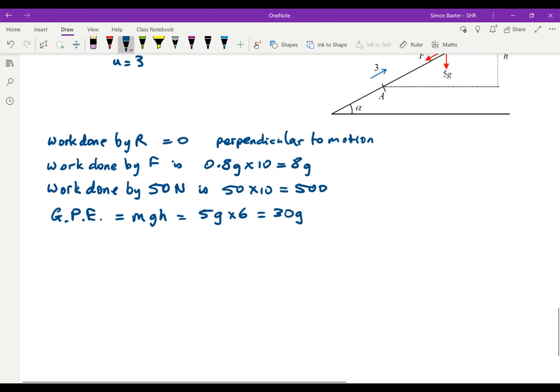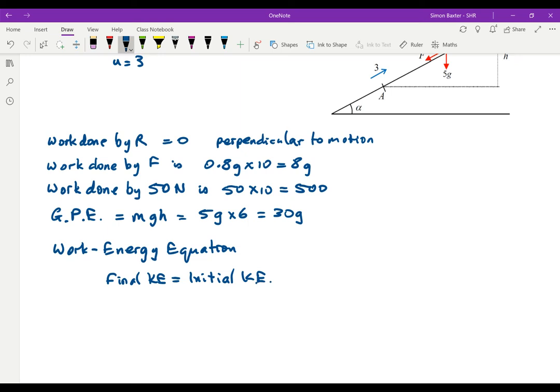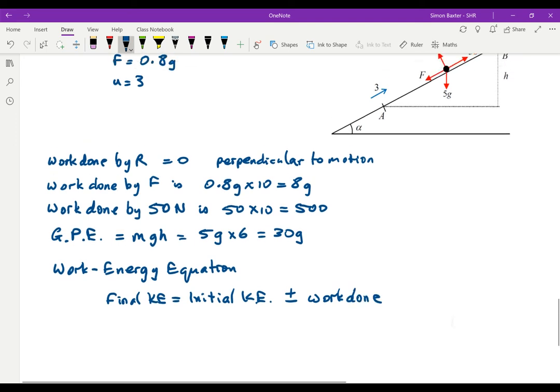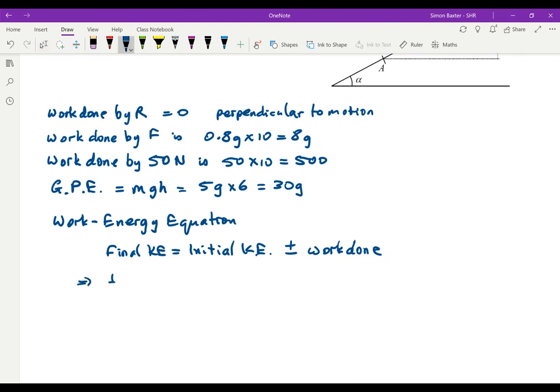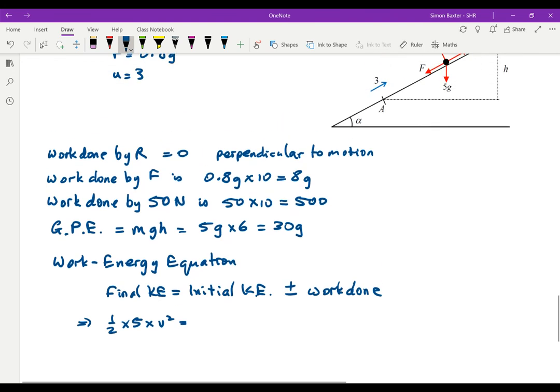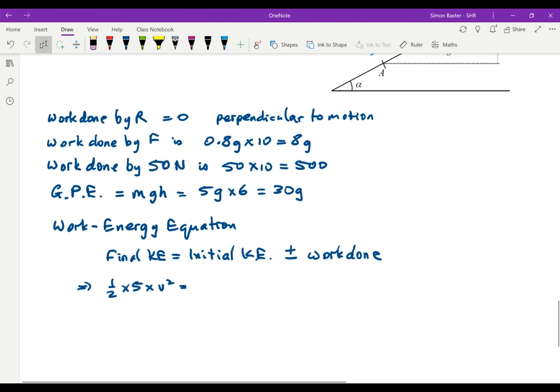Now let's look at the work energy equation. This is final KE equals initial KE and then in a shortened form, I tend to write plus or minus work done. So what's my final KE? V is my final speed. The mass is 5, and so I have a half times 5 times V squared. Initial KE, initially moving at 3. So my initial KE is a half times the mass times 3 squared.